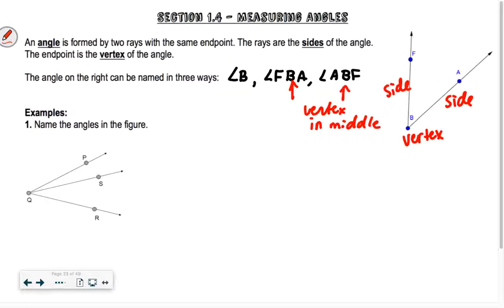Okay, so when I say FBA, it means I start at F, I go through B, and then I go up to A. That's that angle. Does that make sense?